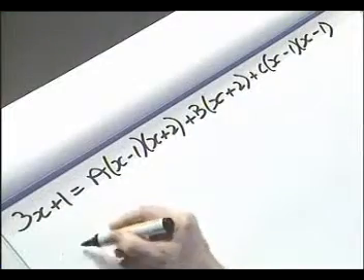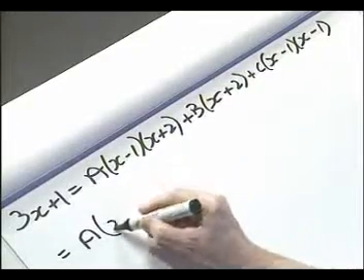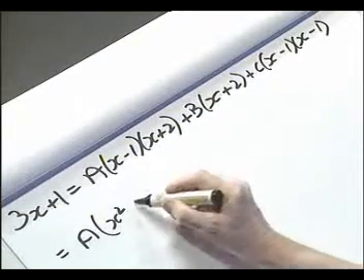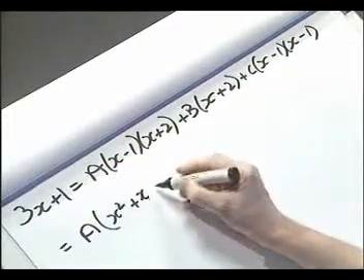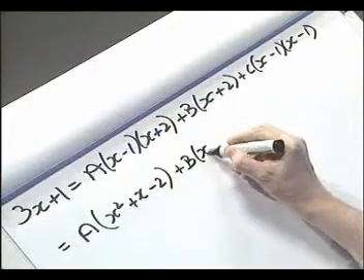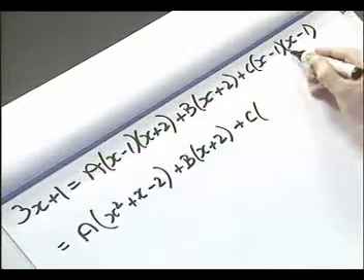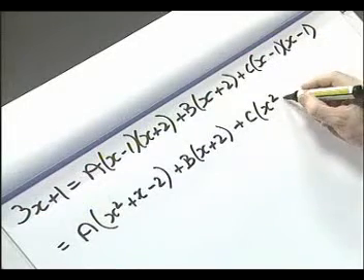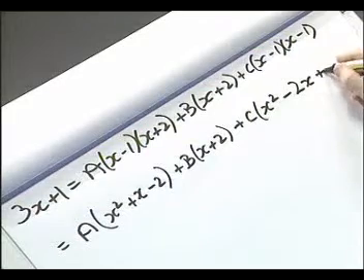So we get equals a, and we have an x times an x for x squared. We have a minus 1x plus 2x, so that gives us plus x. And we have minus 1 times 2, which gives us minus 2. And then plus b, x plus 2, plus c, x times x is x squared. We have a minus x and a minus x, so that's minus 2x. And then minus 1 times minus 1 is plus 1.